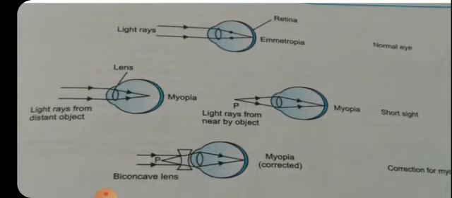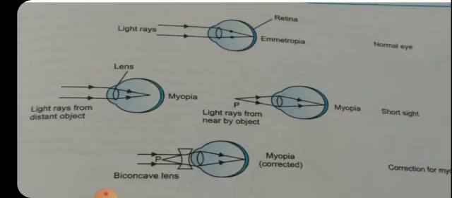Now in the second picture, we discuss the first defect in the image forming mechanism, which is myopia. We also call it short-sightedness. Myopia is basically a refractive error in which the parallel rays of light from a distant object are brought into focus in front of the retina.